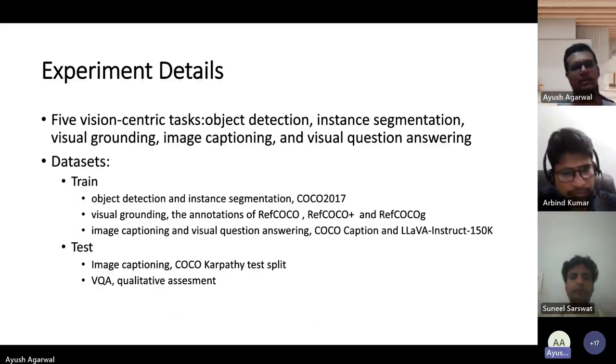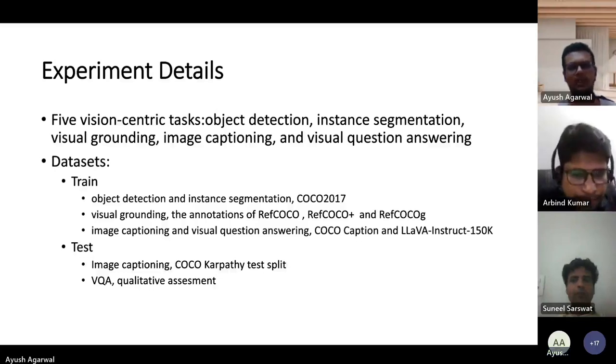Coming to the experimental details. They evaluate their model on 5 vision-centric tasks. These are object detection, instance segmentation, visual grounding, image captioning, and visual question answering. I think all of these are pretty standard except for visual grounding, which essentially means you are asking the model to locate an object that you are giving. For instance, you ask, say, where is an apple present in this image? And the model localizes that.